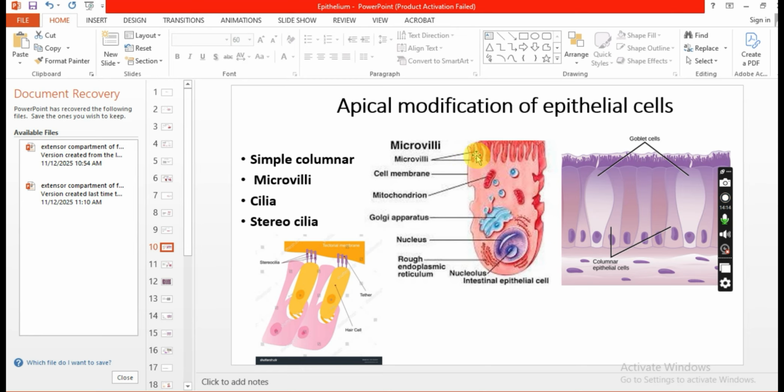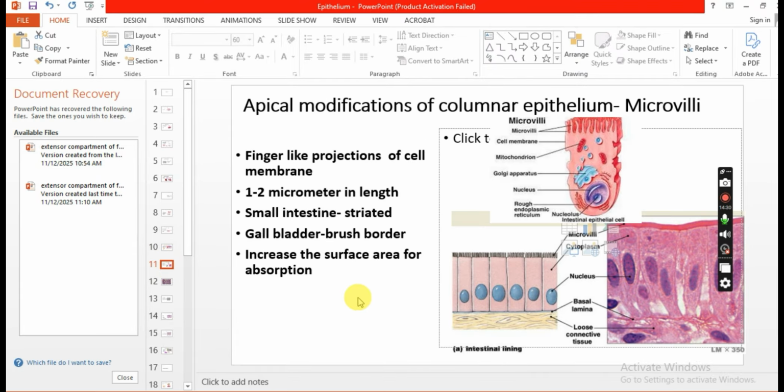So they are called the microvilli. It can be a thread-like structure called the cilia, or it can be the longer microvilli called the stereocilia. So these are all modifications for functional purposes. Okay, let's talk about the microvilli. The tall columnar cell shows microvilli on its apical portion.